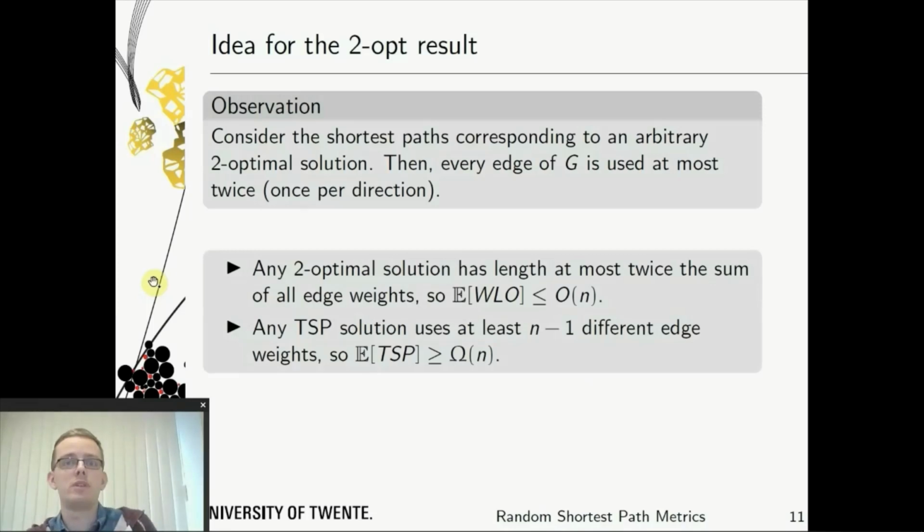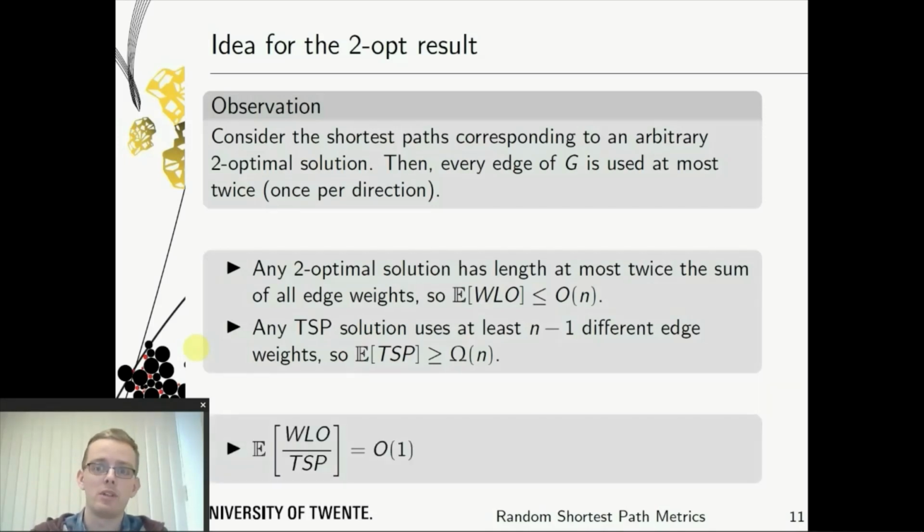The remaining bit of the proof uses this observation to show that the total length of any 2-optimal solution is bounded by twice the sum of all edge weights, and since there are order n edges in G, because G is a sparse graph, it follows that the expectation of the worst possible 2-optimal solution is bounded by big O of n. On the other hand, we can also show that any TSP solution uses at least n-1 different edge weights of the original graph G, from which we can derive that the expectation of the optimal solution is bounded by big Omega of n, and the final result in the end follows with some small additional effort.